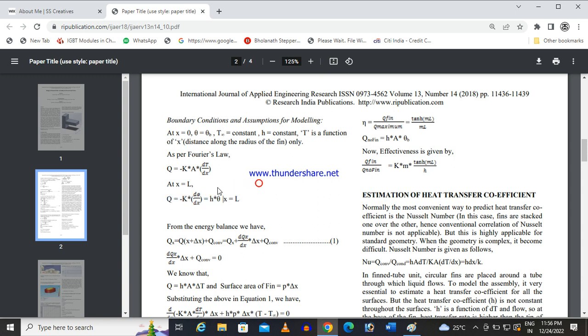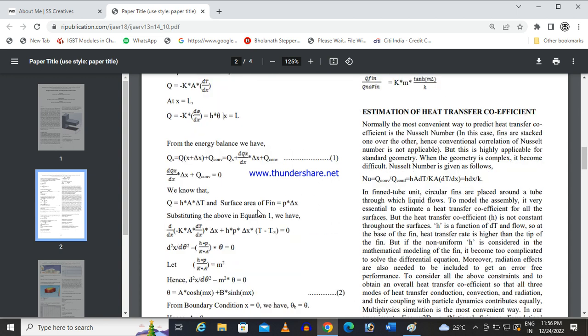So here the two boundary conditions we will apply. One is at x equal to 0, theta is equal to theta b, which is nothing but the liquid temperature at that point, and at x equal to L, Q is equal to h theta at x equal to L.